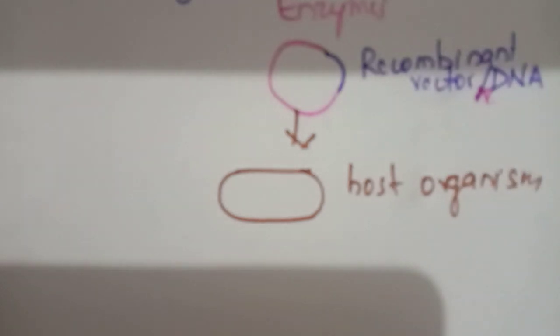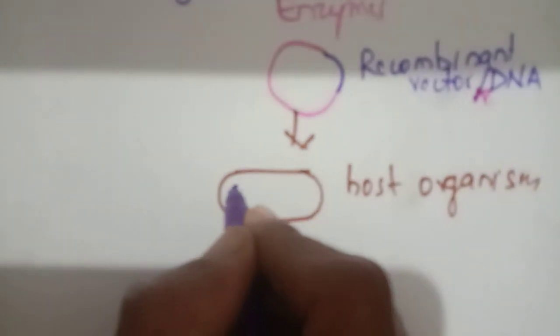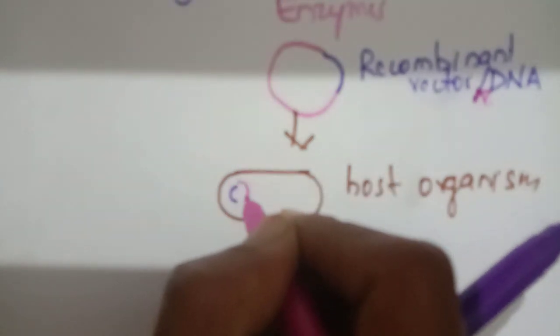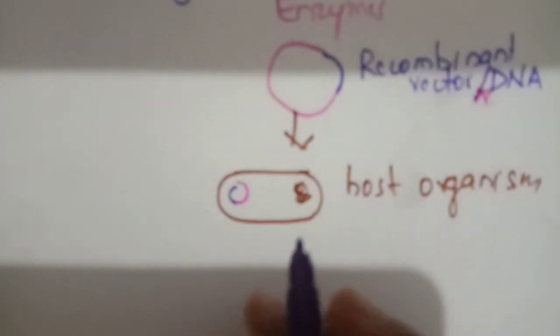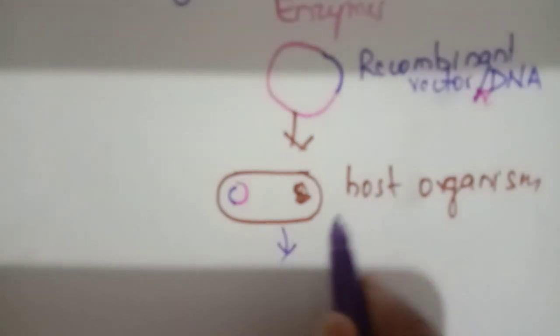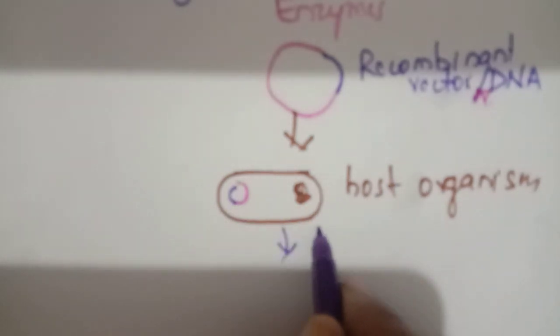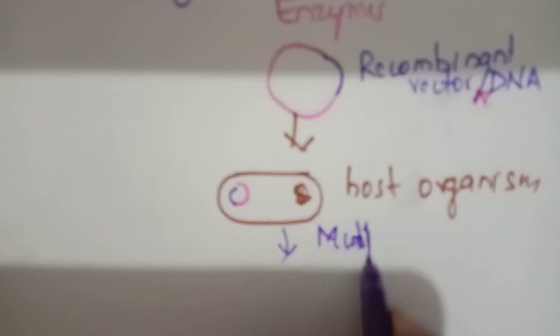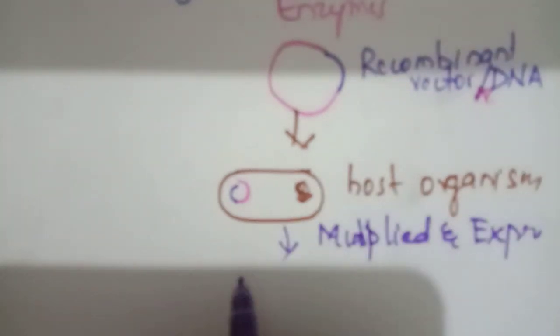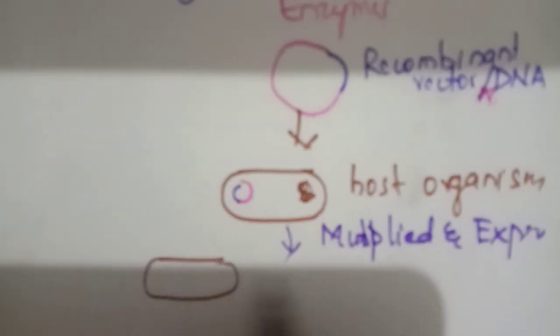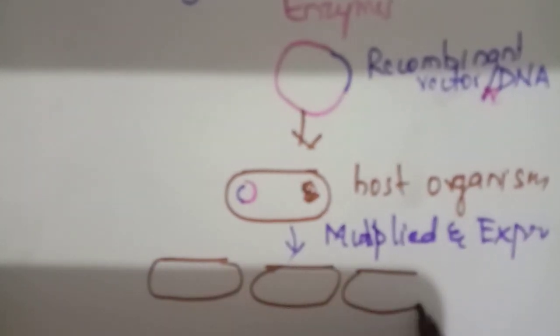The recombinant DNA is introduced into the host organism, say this is the host organism over here, this is the host DNA. In the host organism, the DNA will get multiplied, the gene of interest in the host will be multiplied and expressed. That means whenever the bacteria multiplies, the gene of interest also gets multiplied.